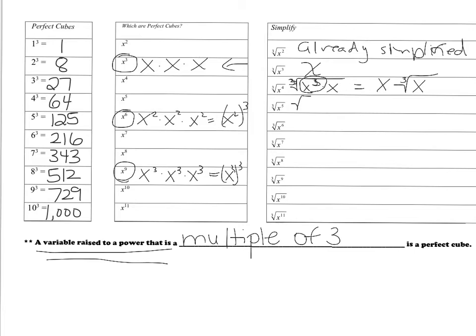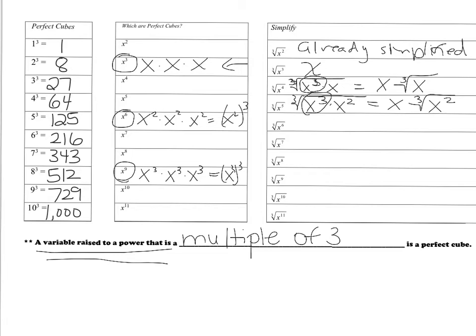Now, x to the 5th. That is not a perfect cube because x to the 5th is not a multiple of 3. However, we can break that into x to the 3rd times x to the 2nd, because x to the 3rd times x to the 2nd is x to the 5th. So then we have a perfect cube in there. That's x to the 3rd. The cube root of x to the 3rd is x, so the answer is x cube root of x squared. Now, little 3's go on the little cube radical symbols.